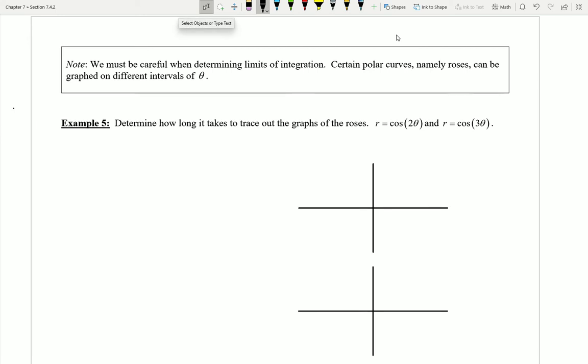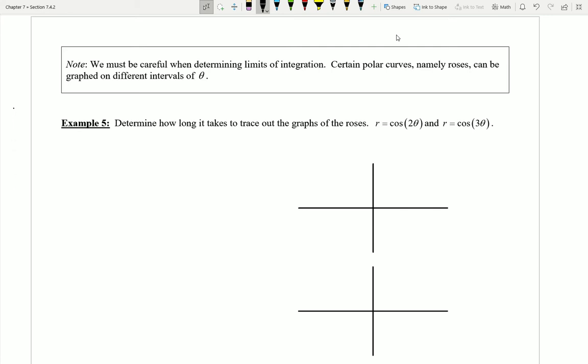To end this section, we're going to talk about the important idea of being careful with our limits of integration. And this is going to hold true whether we're dealing with areas or arc lengths or really anything with polar coordinates. The idea here is that certain polar curves, specifically for us the polar curves that are called roses that have this flower-like shape, can oftentimes be graphed on different intervals of theta.